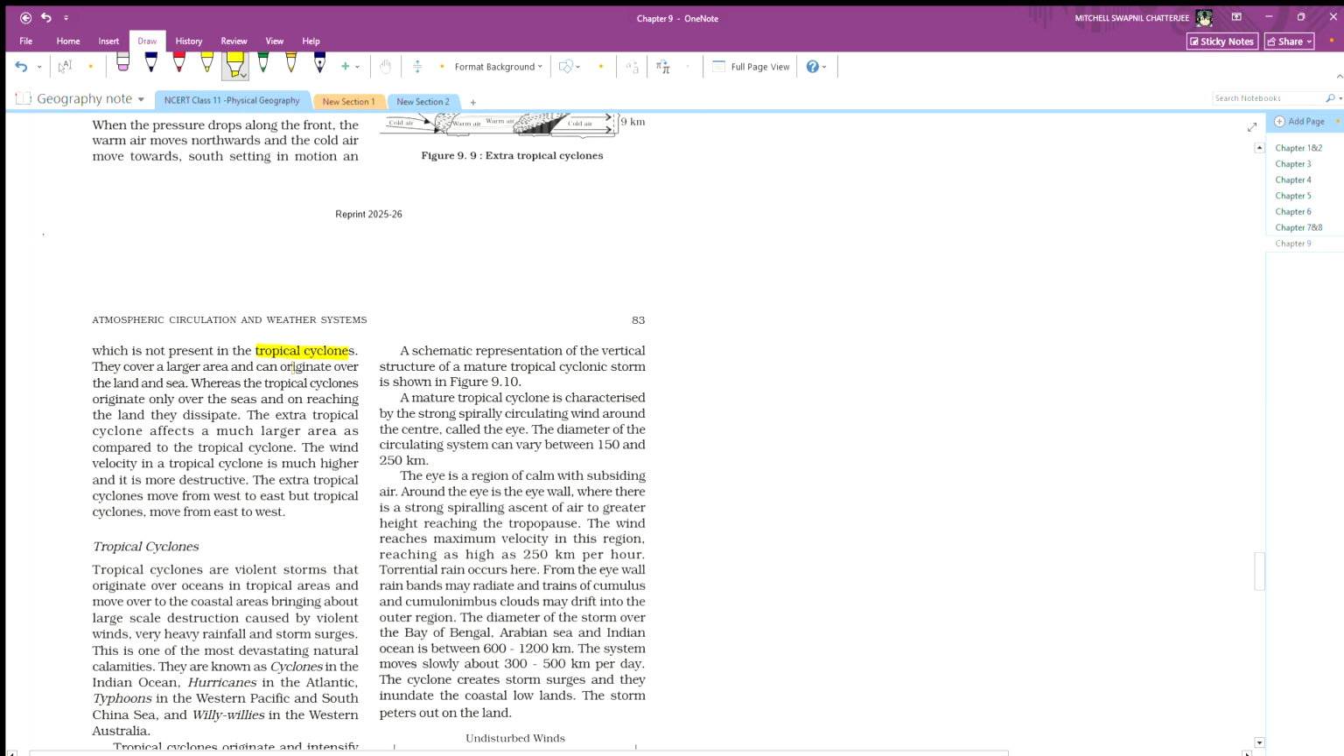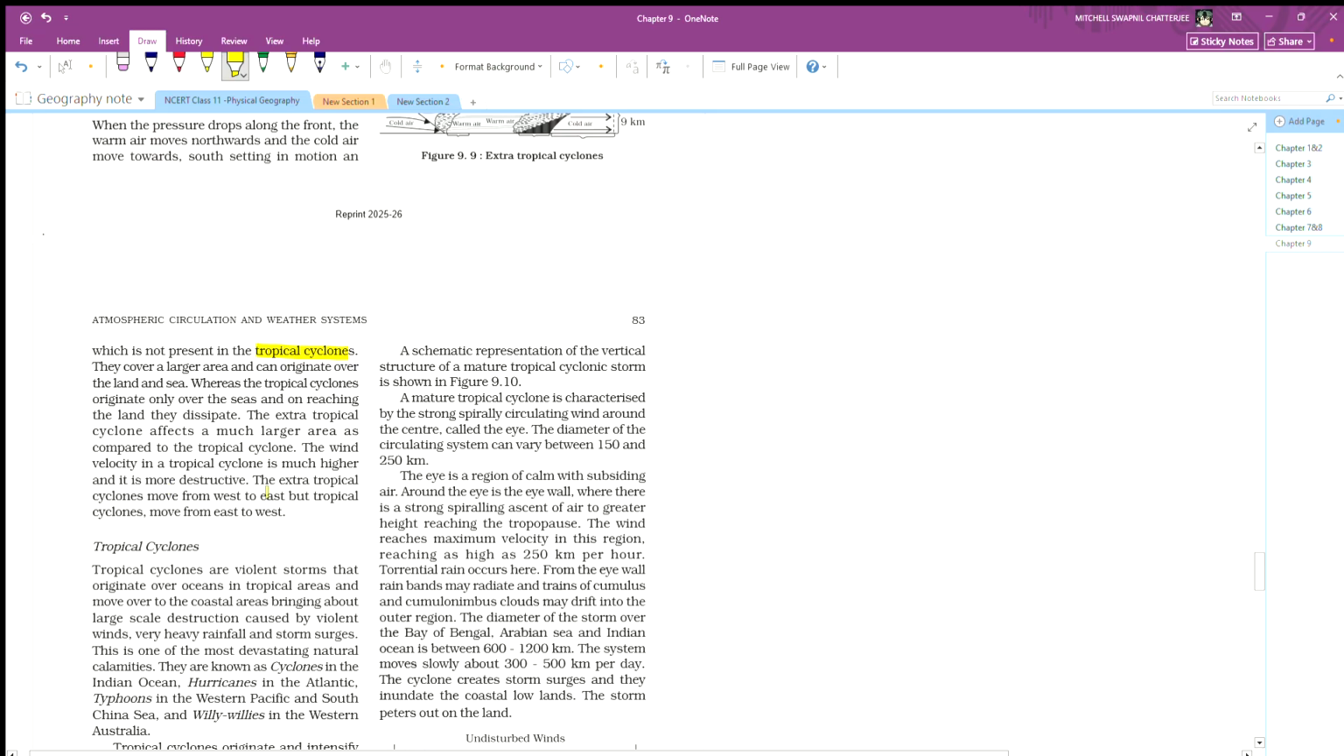They cover a large area and can originate over the land and the sea, whereas the tropical cyclone originates only over the sea, and on reaching the land it dissipates. The extratropical cyclone affects a much larger area as compared to the tropical cyclones. The wind velocity in a tropical cyclone is much higher and it is much more destructive.